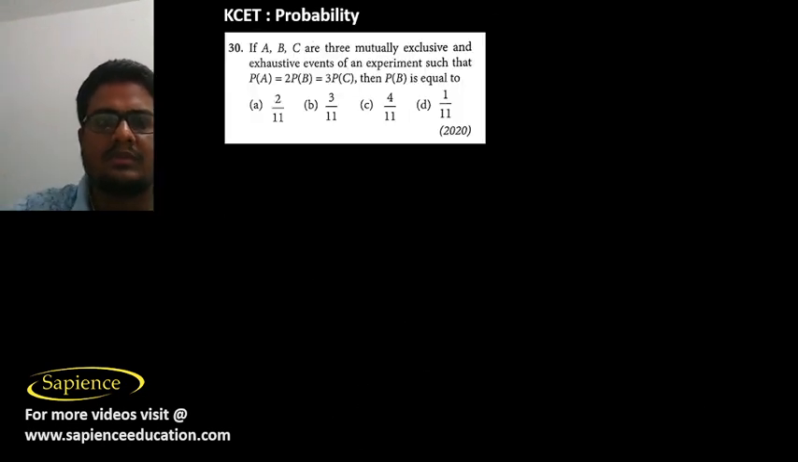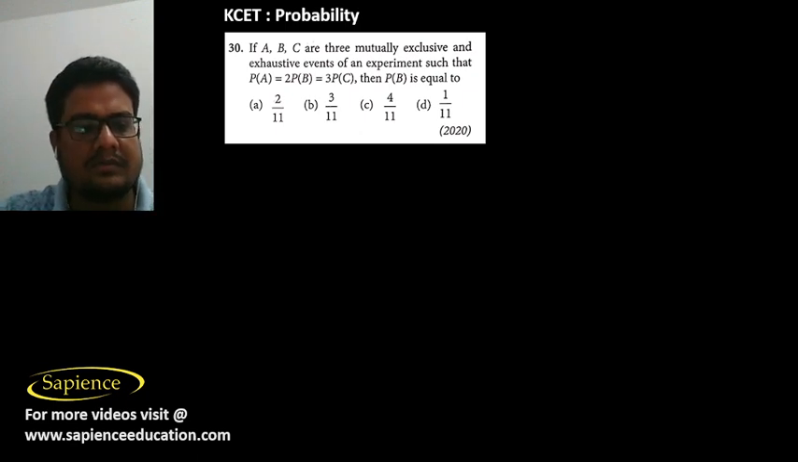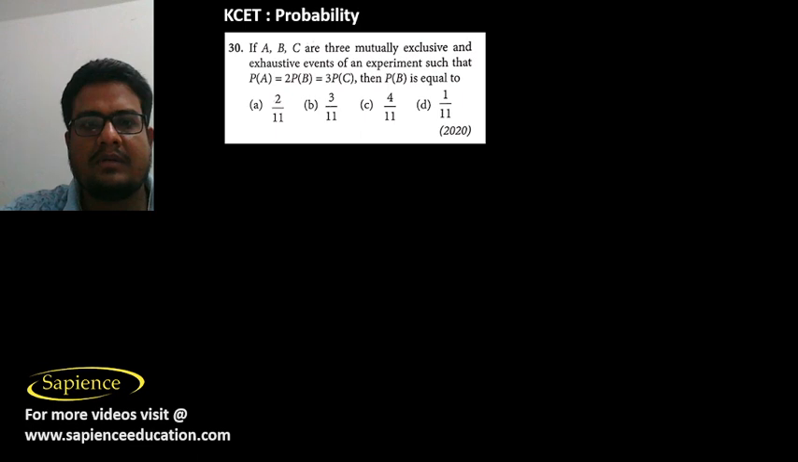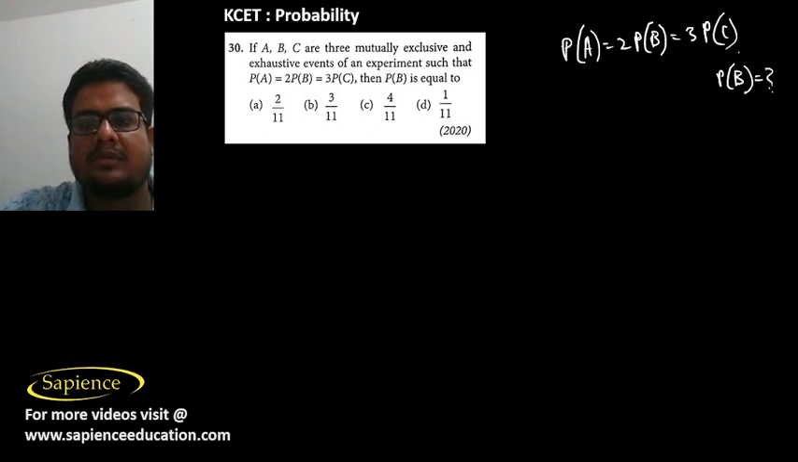Then question number 30 says, if A, B and C are three mutually exclusive and exhaustive events of an experiment, such that P of A is equal to 2P of B, that is equal to 3P of C, then P of B is equal to how much? Now they are mutually exclusive, which means P of A intersection B is equal to P of B intersection C, is equal to P of A intersection C, is equal to 0.